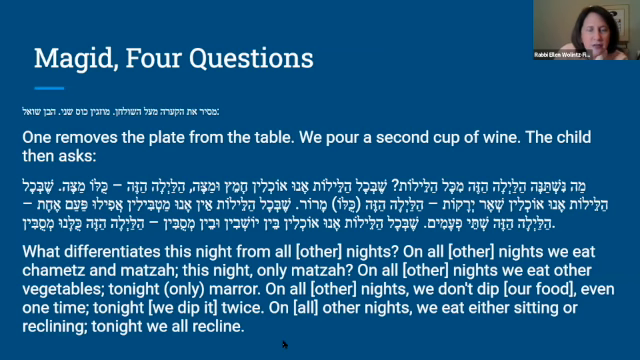What differentiates this night from all other nights? On all other nights, we eat chametz and matzah. This night, only matzah. On all other nights, we eat other vegetables. Tonight, only maror. On all other nights, we don't dip our food, even one time. Tonight, we dip it twice. On all other nights, we either eat sitting or reclining. Tonight, we all recline. Thank you.